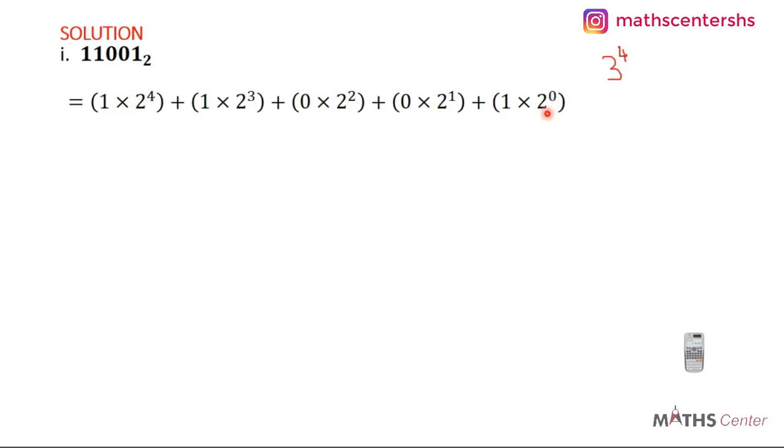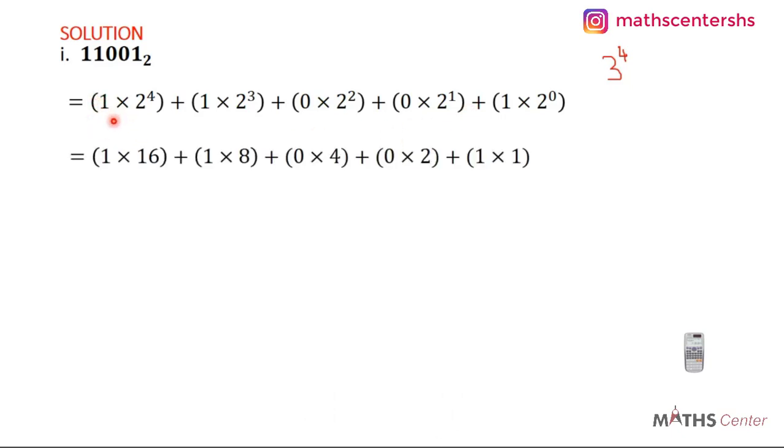Now you can see from here that the powers were given to the bases, not the digits. So remember that when giving the powers, give it to the base, not the digit or the number that is being multiplied. So you continue with the simplification. Here we know that we are going to have 1 times 2 exponent 4. 2 exponent 4 is the same as 2 times 2 times 2 times 2, and that will give us 16. 1 times 2 exponent 3, 2 exponent 3 will give us 8.